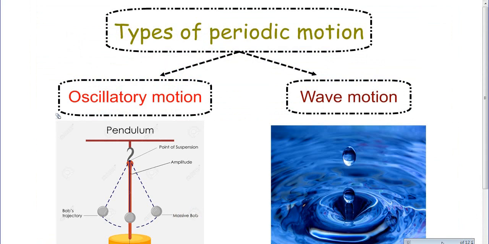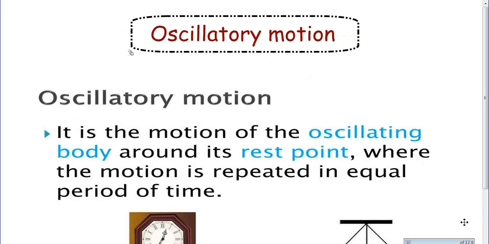Oscillatory motion is characterized, first, by being a motion of an oscillating body around its rest position or its rest point. So the first property is that this motion is around the rest point of a moving, oscillating object. The second property is that it is regularly repeated in equal intervals of time.